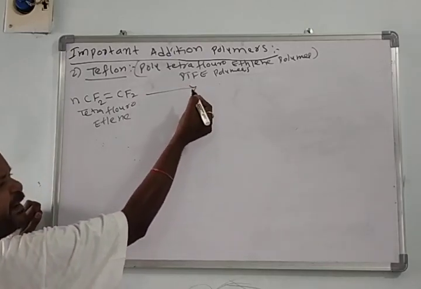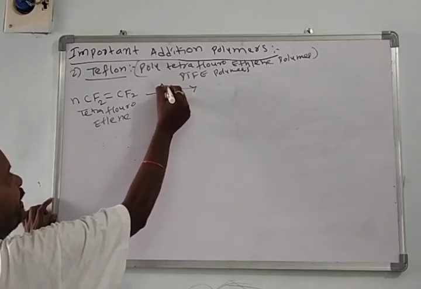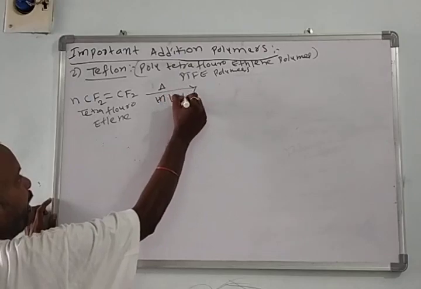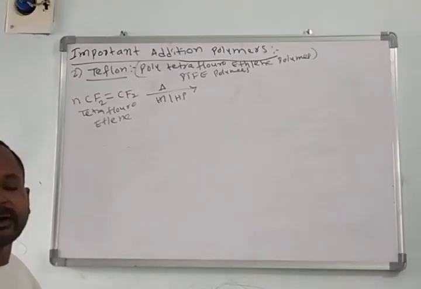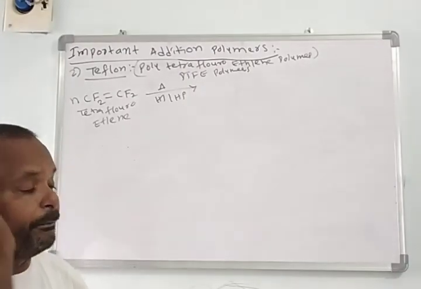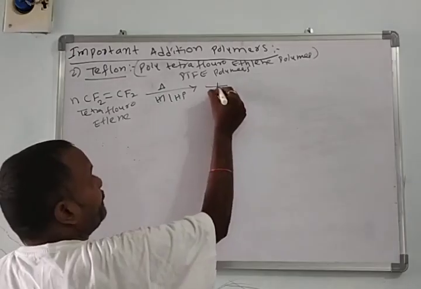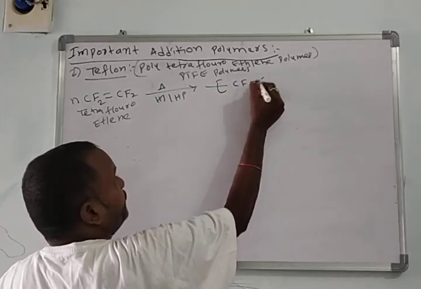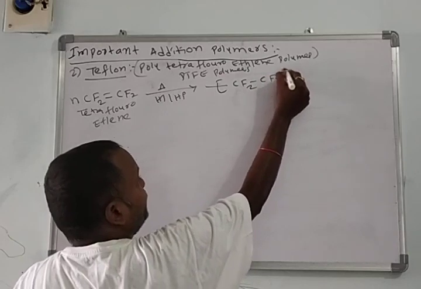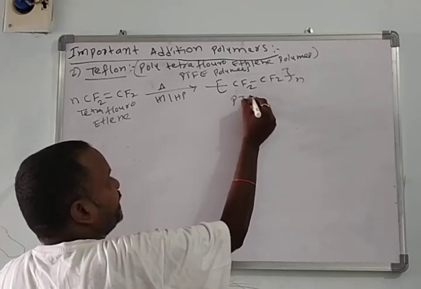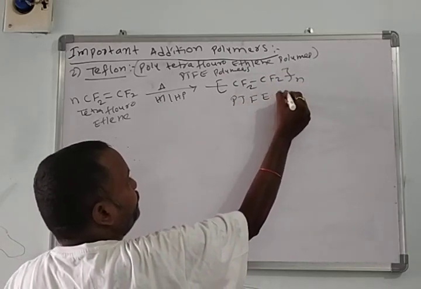In the presence of a reagent, heat at high temperature and high pressure, in the presence of hydrogen peroxide, benzoyl peroxide or any similar material, we get polytetrafluoroethylene, the polytetrafluoroethylene polymer.